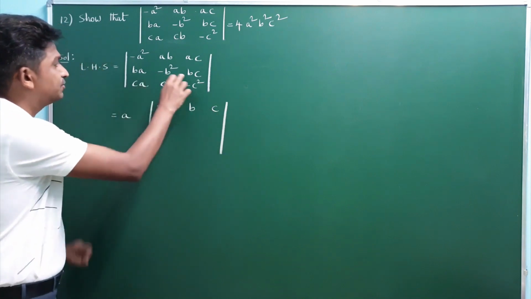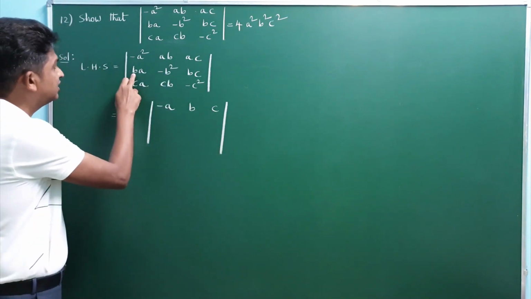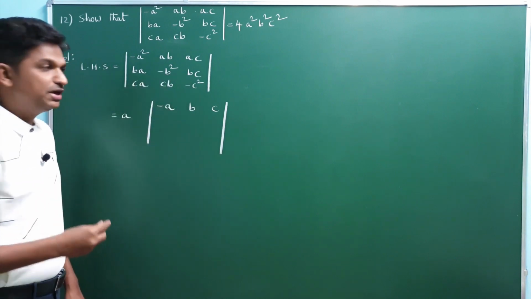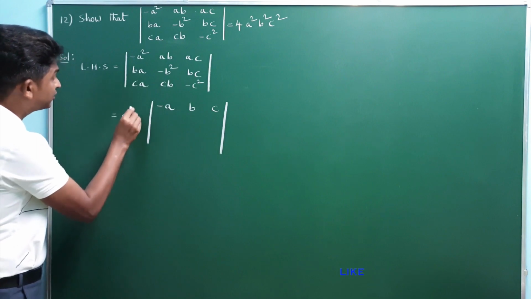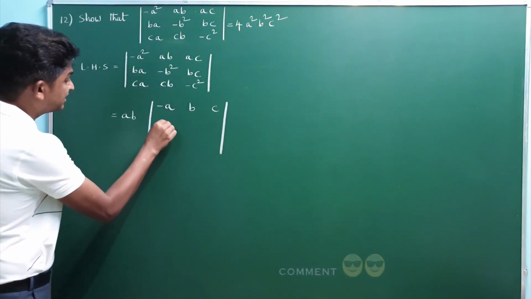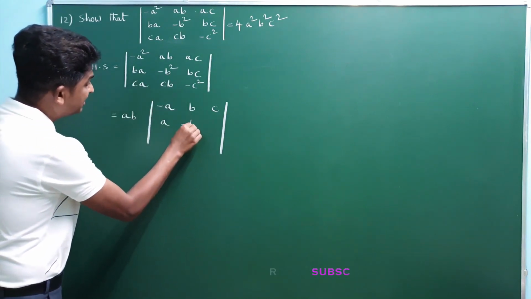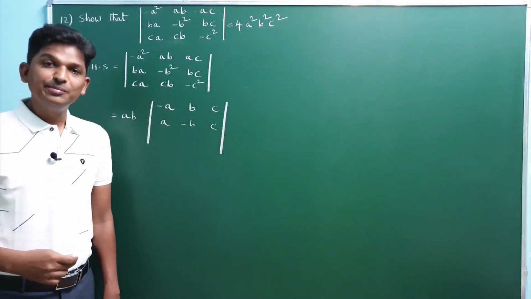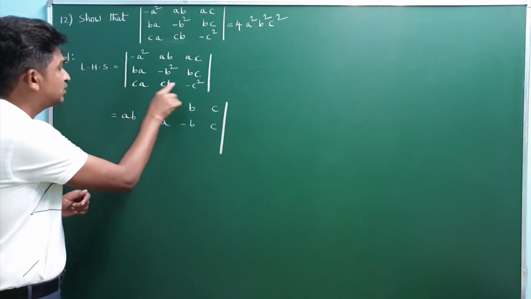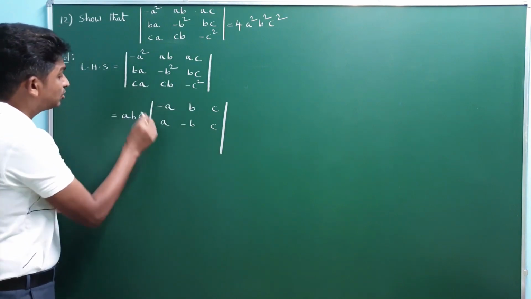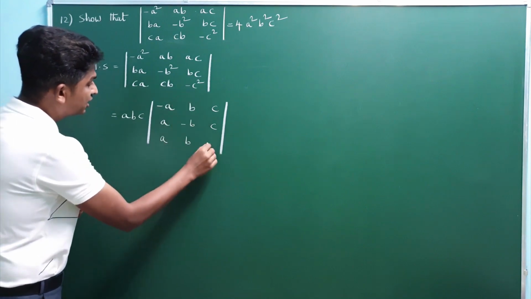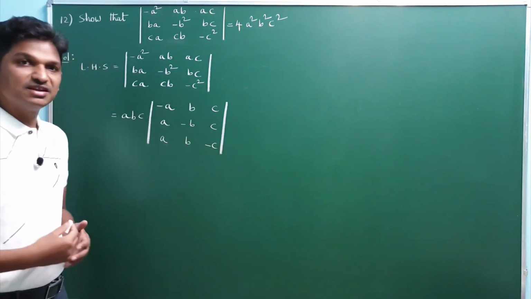Okay. Now you observe the second row. In the second row, here B is there, here B is there, here also B is there. So I can take B common from the second row. So what will you get? A, minus B, C. From the second row, I have taken B common. Similarly, from the third row, you take C common. See, take C common, what is remaining? A. If you take C common, B is remaining. If you take C common, minus C is remaining.